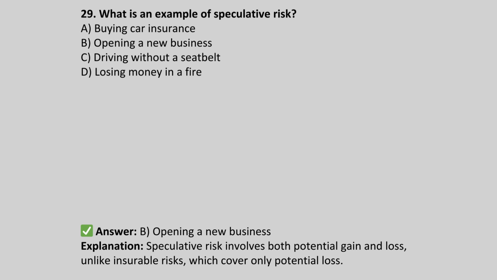What is an example of speculative risk? A. Buying car insurance. B. Opening a new business. C. Driving without a seatbelt. D. Losing money in a fire. Answer: B. Opening a new business. Explanation: Speculative risk involves both potential gain and loss, unlike insurable risks, which cover only potential loss.